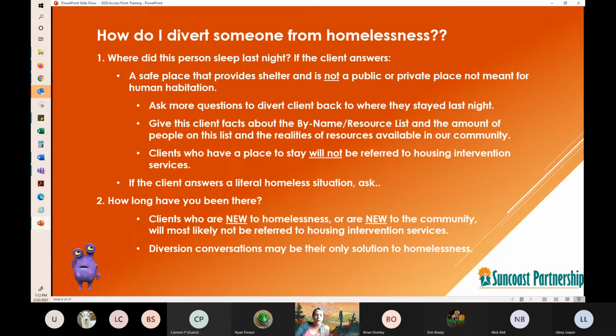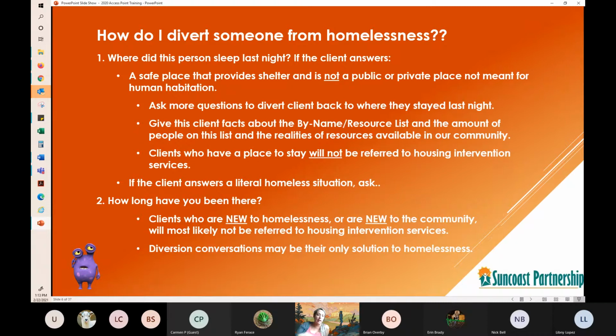Like it says here, clients who have a safe place to stay will not be referred to housing intervention services. We cannot operate within a system that has clients coming through that are not literally homeless. It's the way HUD has designed the coordinated entry system, and we are required to implement those best practices at this level. So if a client were to answer a literal homeless situation, we want to ask again more questions.